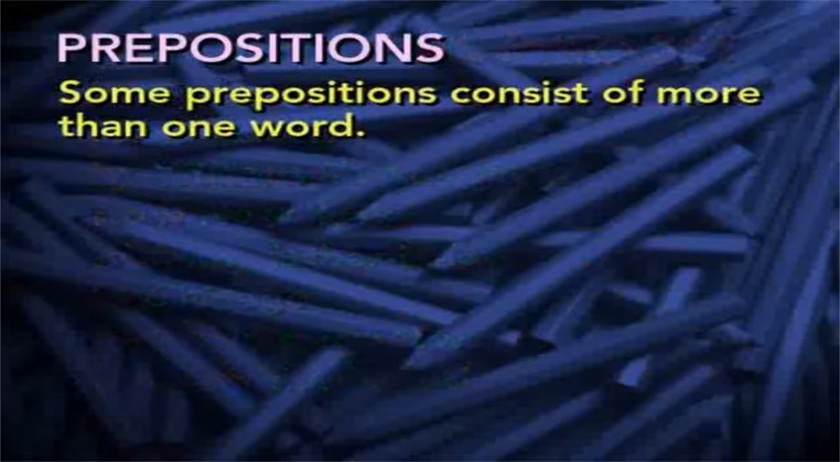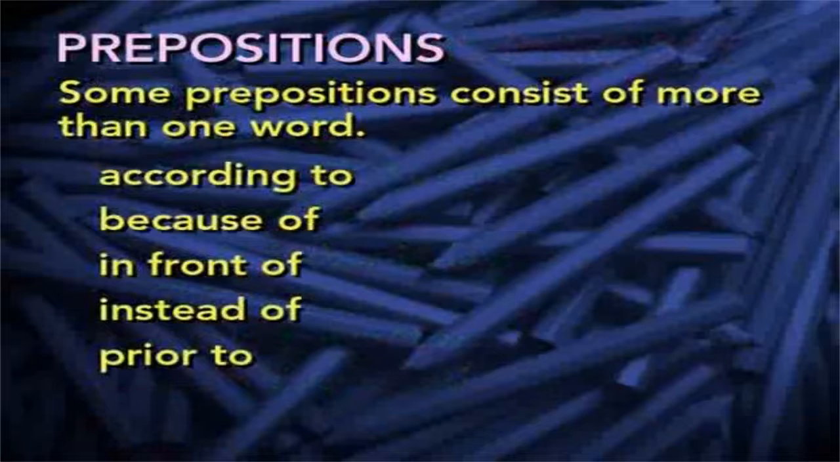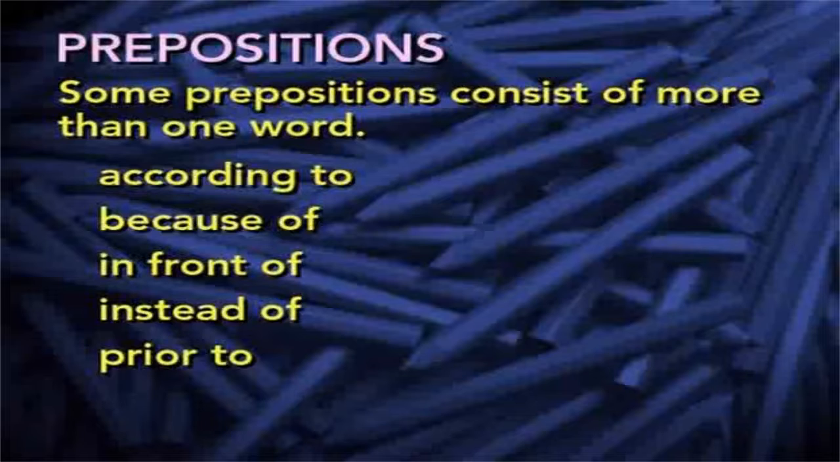Now, some prepositions consist of more than one word. Here are a few examples. According to, because of, in front of, instead of, prior to. And again, there are other examples. You can see that although these prepositions consist of more than one word, the two or three words that make up the preposition work together and have a single meaning.